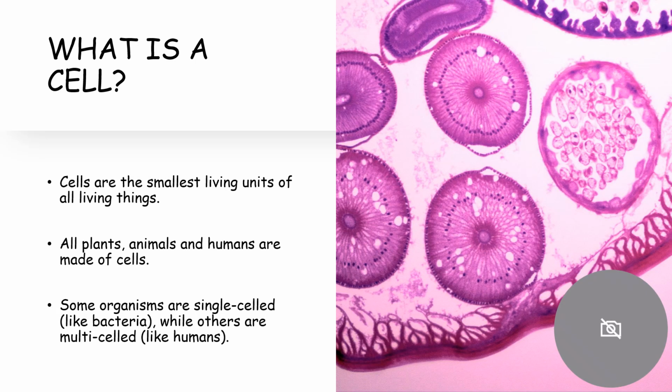What is a cell? Cells are the smallest living units of all living things. All plants, animals, and humans are made of cells. Some organisms are single-celled, like bacteria, while others are multi-celled, like humans.